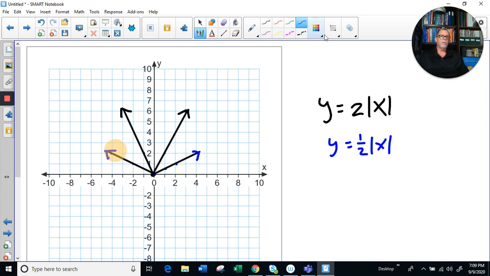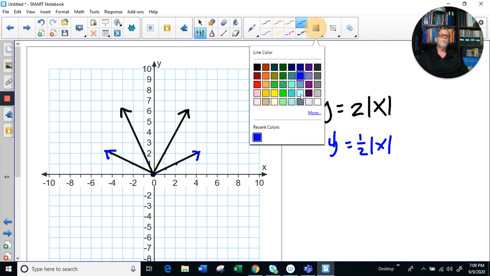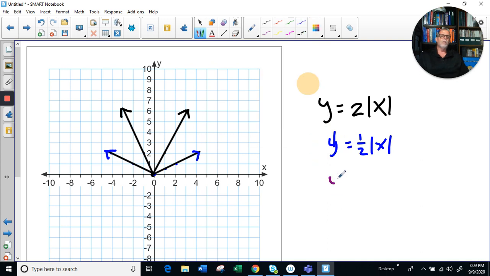So let's see if we can figure out anything else. What if we did, whoops, let's do, I wanted that color. All right, let's do y equals negative, and let's get tricky, negative 3 times the absolute value of x. All right, now what happens? Well, we've got that 3 multiplying the x. So if I put 1 in, it automatically becomes 3. Absolute value of 3 is 3. And then we take the opposite of it.